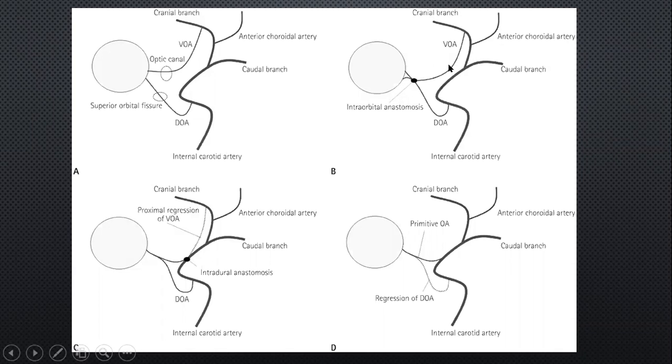What happens in later life is these two branches will anastomose within the orbit, and the ventral ophthalmic artery will then migrate and arise directly from the supraclinoid or clinoid internal carotid artery, and the dorsal ophthalmic artery, which came off the cavernous portion of the internal carotid artery, eventually regresses. Hence we get the adult form of the ophthalmic artery, which comes from the supraclinoid or clinoid ICA, with no communication with the ACA and really no visible communication with the cavernous portion of the ICA.